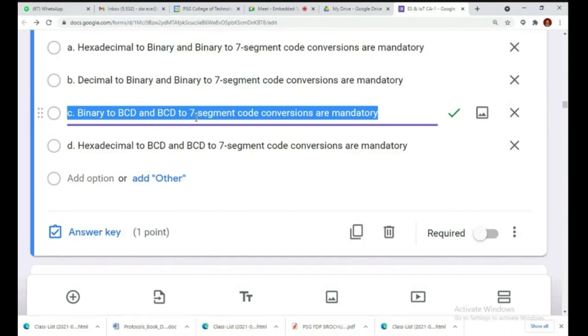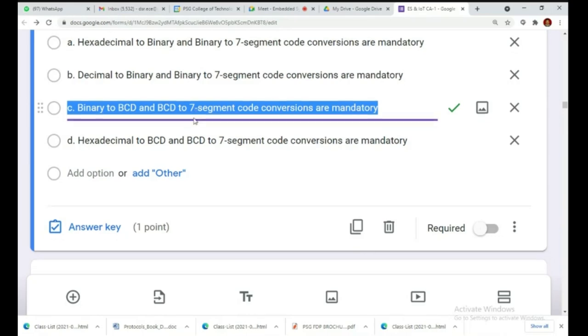But binary has to be converted to BCD. This is primary. After that, it has to be converted to either 7-segment code or ASCII code or graphics code, which is decided later based on the display device that we have in our application.